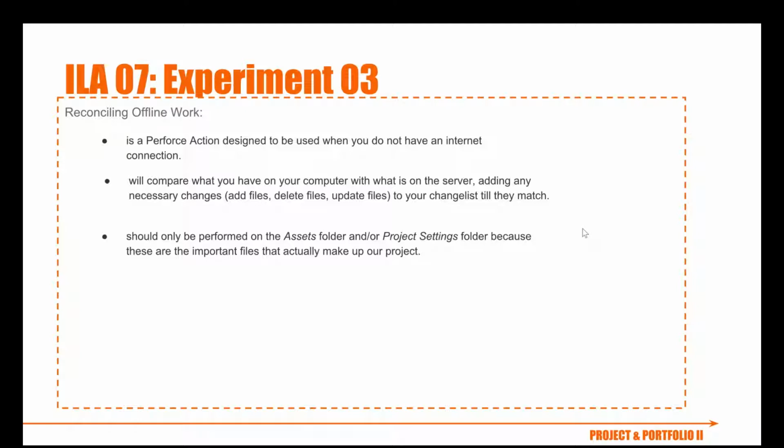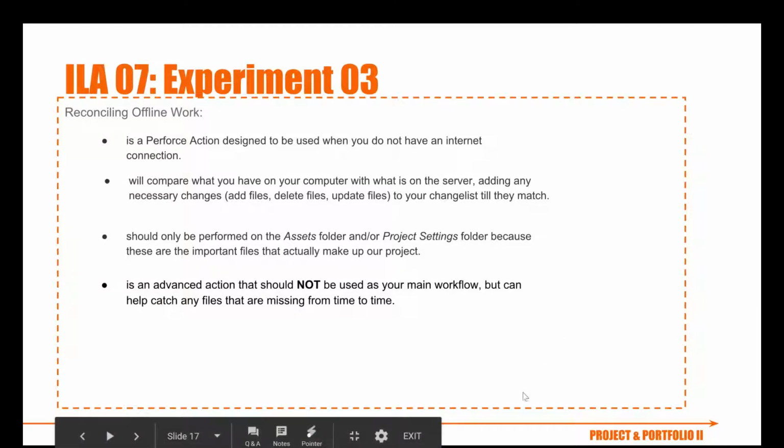My advice to you when using reconcile offline work is make sure that you're reconciling from the folder that contains the changes. So go as low as you can. If you have a folder that's your prefabs folder or you have your entryway folder, right-click on that and reconcile offline work. Don't do it from the highest folder possible. Make sure you know what files you're changing when you're working in Unity.